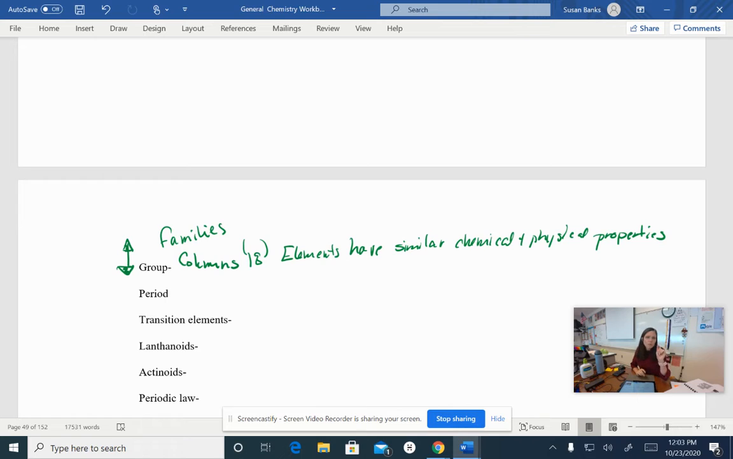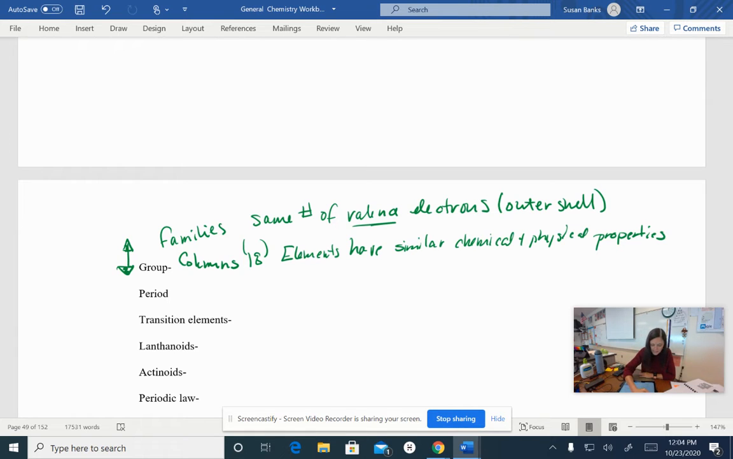Now, we're going to get into this a bit later, but they all have their similarities of their chemical and physical properties because they have the same number of valence electrons. So they have the same number of valence electrons. Now, valence is just a fancy word to say outer shell. So the outer shell of these atoms all have the same number of electrons.